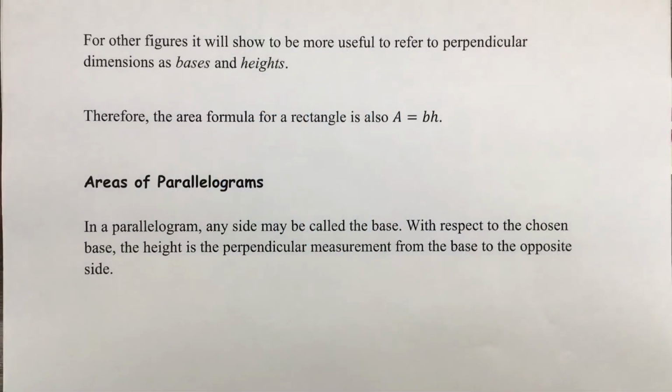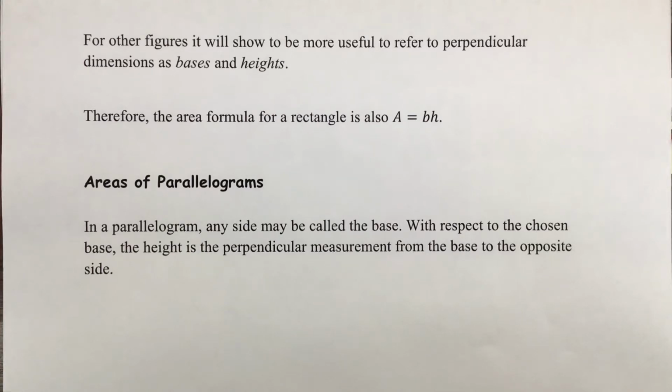Thinking forward about other shapes that we're going to end up studying, we have parallelograms, trapezoids, triangles, kites, and hexagons. For other shapes, it might not make sense to use the words length and width. For other figures, it should be more useful to refer to perpendicular dimensions as bases and heights. We're going to let that be our consistency.